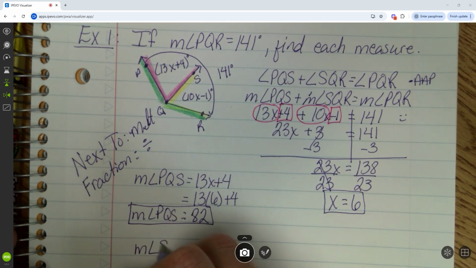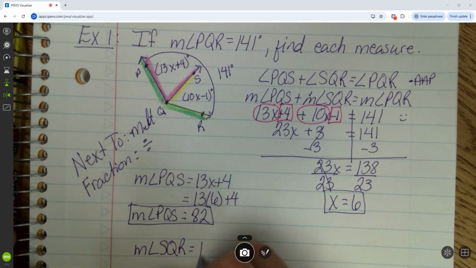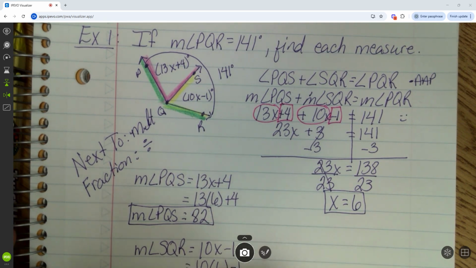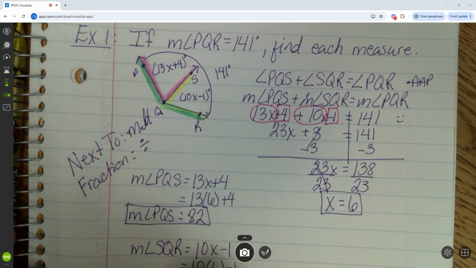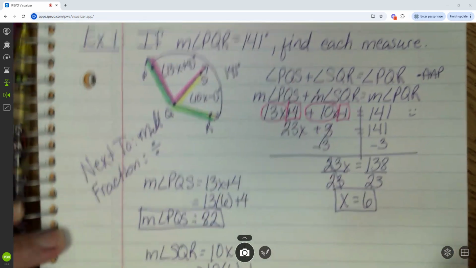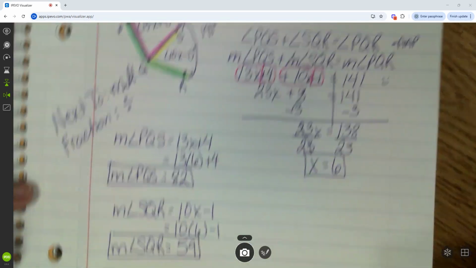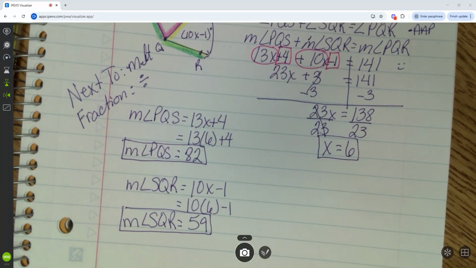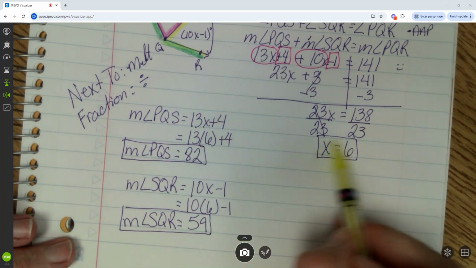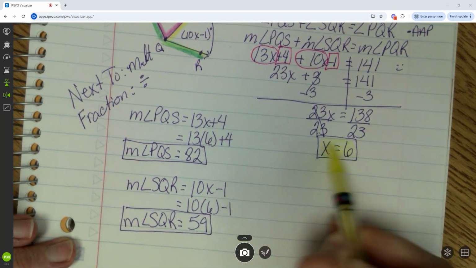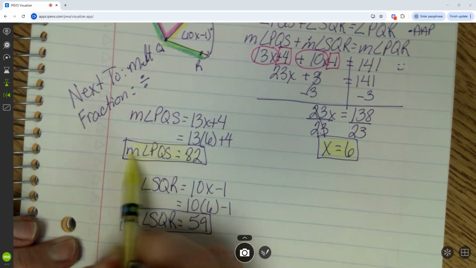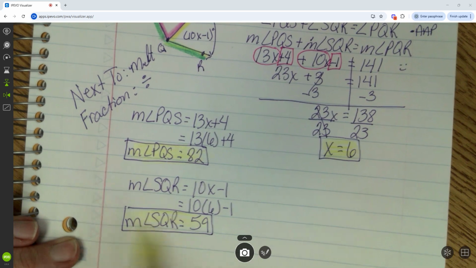So measure of angle SQR is 10x minus 1. I will go ahead and substitute in that 6. That's why substitution has been such a big standard for you since like 6th grade. We get 59. Oop, you can't see it. So in this problem, we were able to find three pieces of information. We were able to find the value of x, and then take that value, substitute it back in, and find the missing angle measurements.